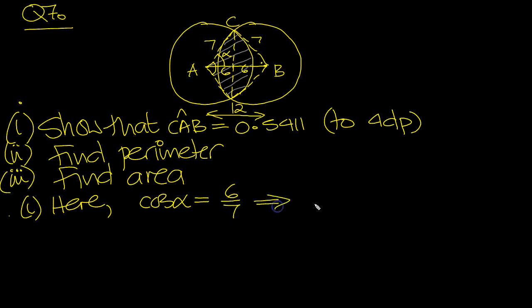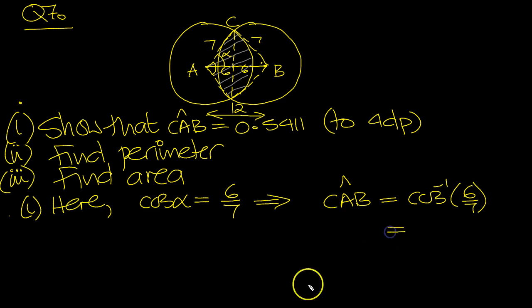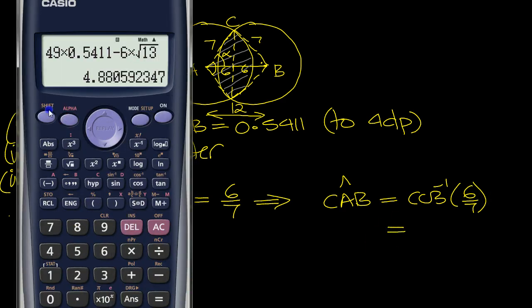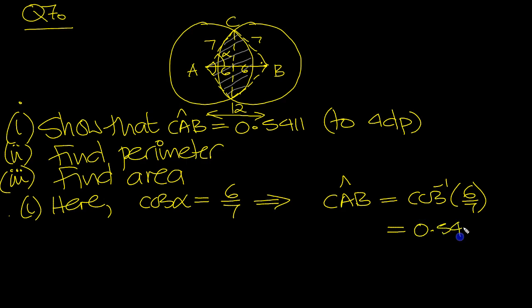So that tells us that angle CAB then, which is what we want, is equal to cosine to the minus 1 of 6/7, which equals, let's type it in the calculator then, shift cos, 6 divided by 7, we're in radians mode, 0.5411, isn't it, to 4 dp. And that's the 4 decimal places, and that would be radians.